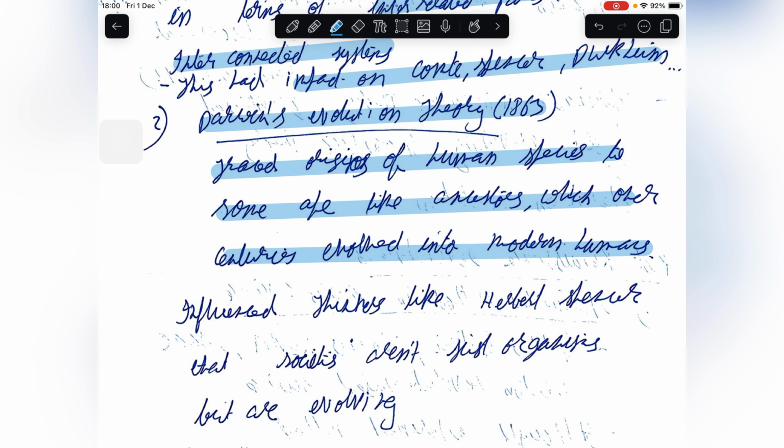Basically, this influenced thinkers like Herbert Spencer, who held that societies are just like organisms, and are evolving. We will come to Herbert Spencer's theory later in other chapters.